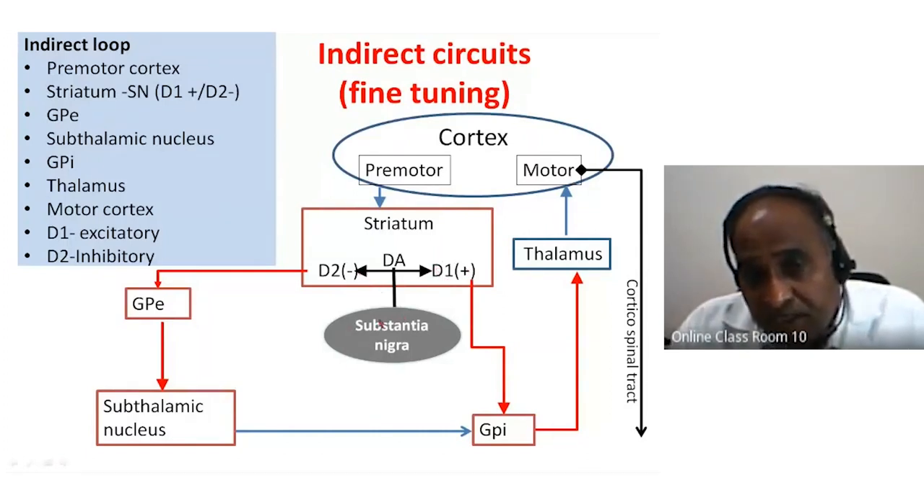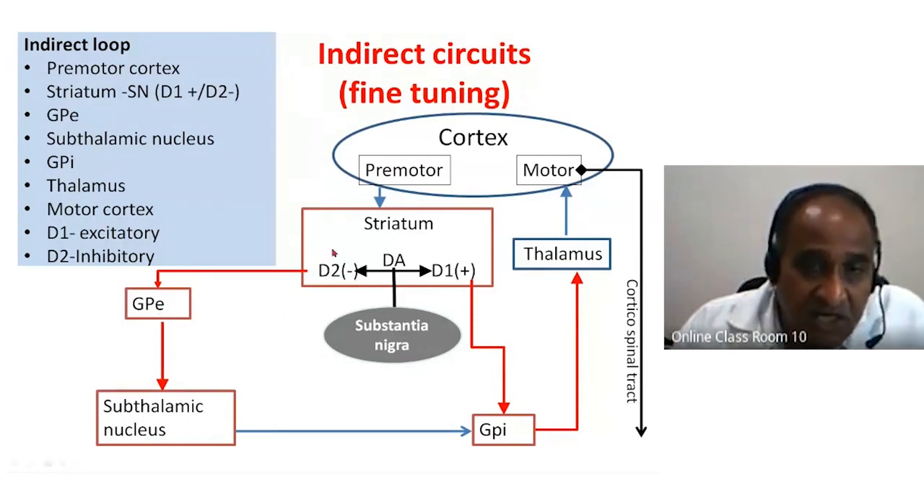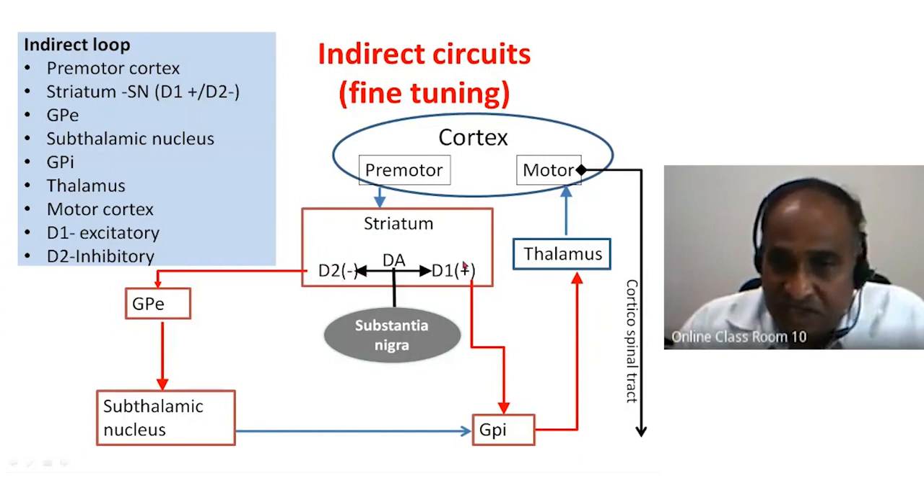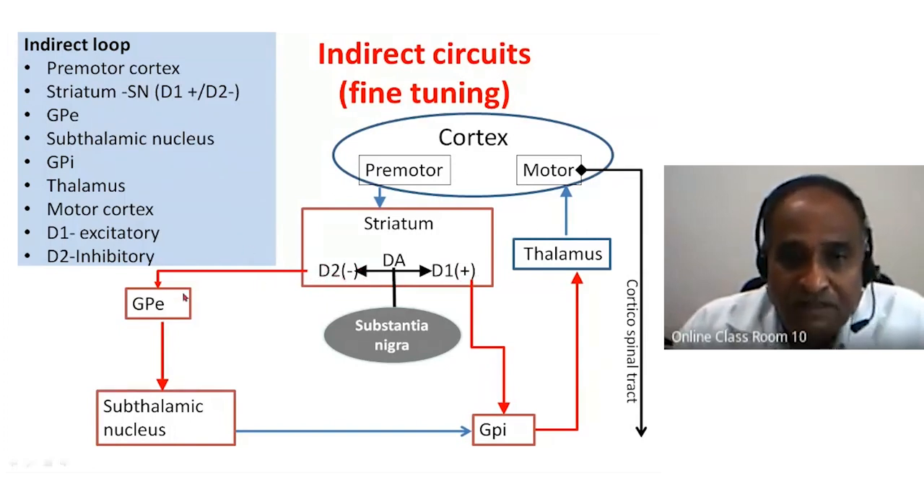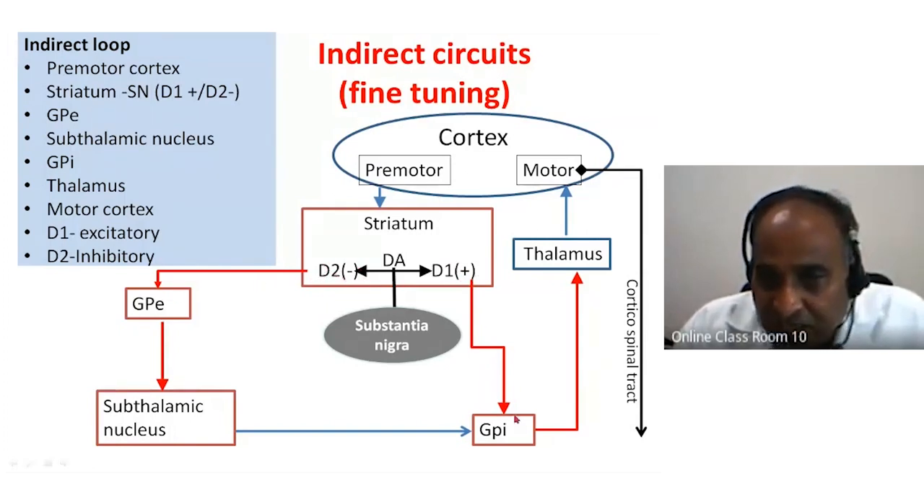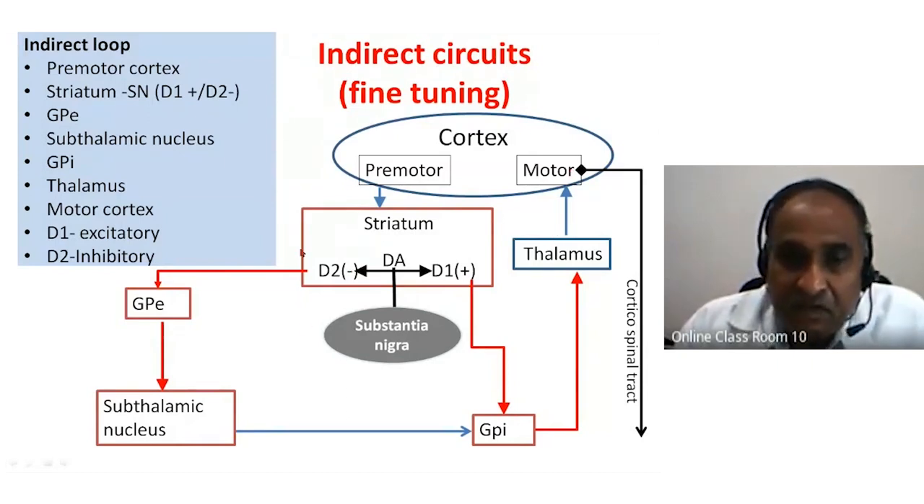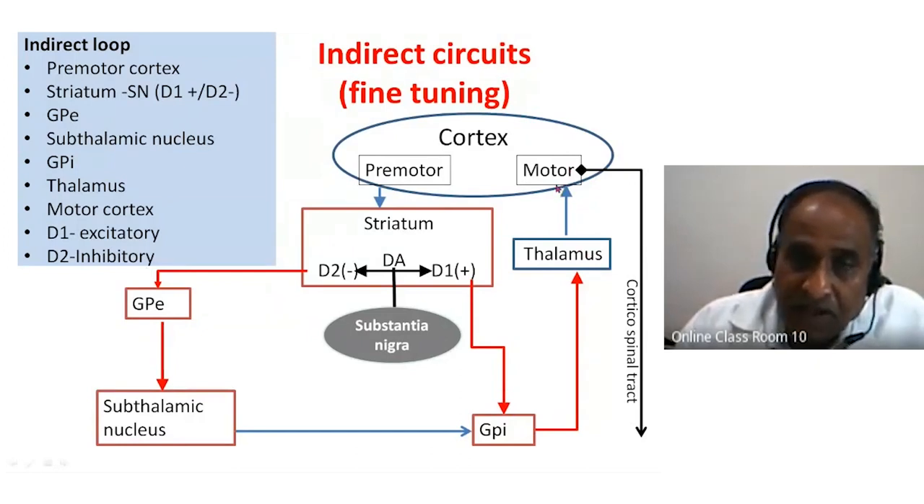Now the neurons reaching the indirect pathway are connected to the GPE, the globus pallidus externa. These express D2 receptors. The D1 receptors are excitatory, and the D2 receptors are inhibitory. So they will produce more inhibition. As the D1 receptors produced more excitation, the D2 receptors will produce more inhibition of the thalamocortical output.